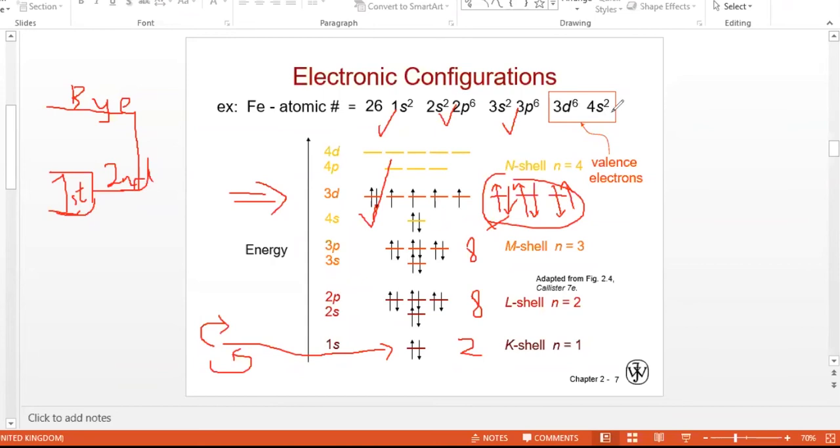So these inner electrons will not have any impact on deciding the properties of Fe. But these two valence electrons will determine the properties, right? This is why we need to see the number of valence electrons and where they are staying. They are the reason for most of the properties. So this is a simple example for Fe.